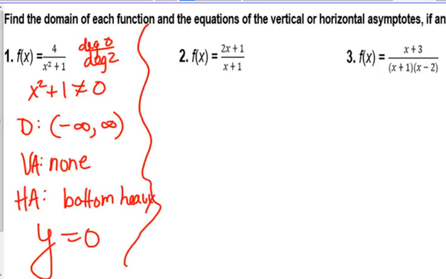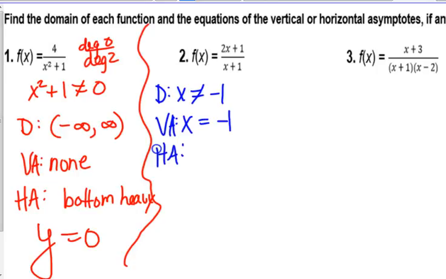All right. Question 2. What's going on here? X cannot equal negative 1. Good job. Domain restriction. X cannot equal -1. Perfect. X equals -1 is a vertical asymptote.